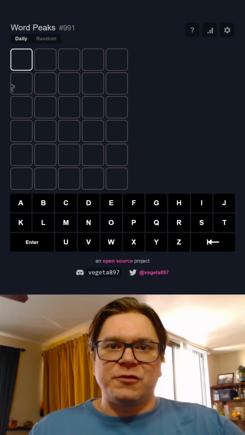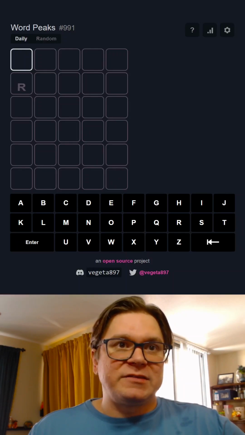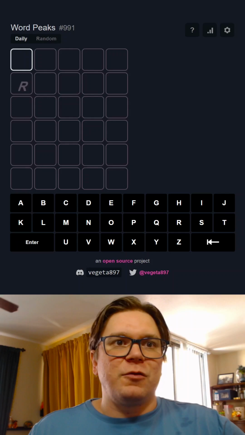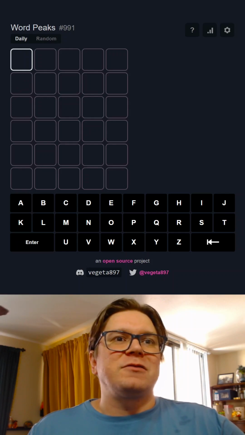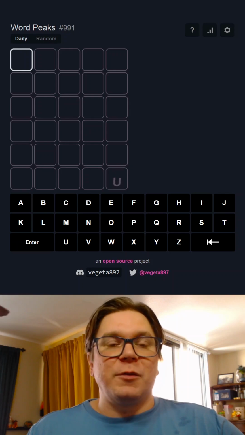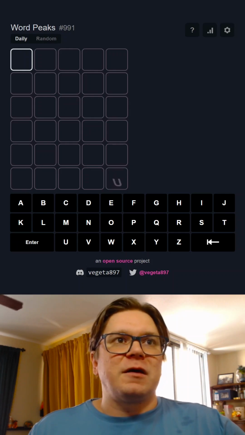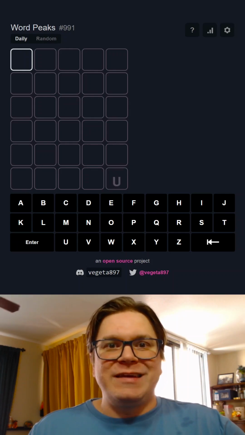Hello, this is the first time I'll be playing the Word Peaks game. I just found out about this over the weekend and I really enjoyed it. We're going to get started with this. It's kind of similar to Wordle, except that you get 6 opportunities to guess the word.